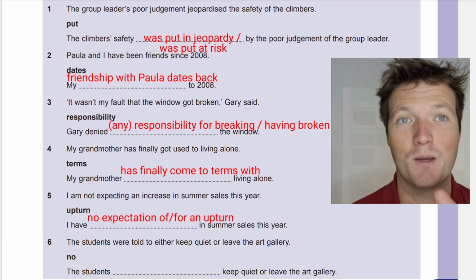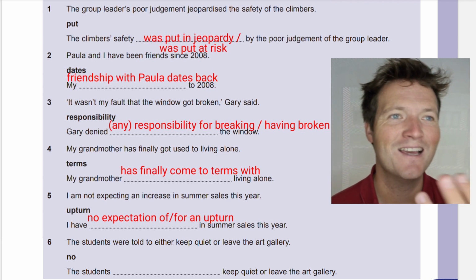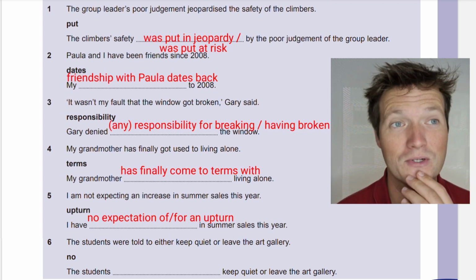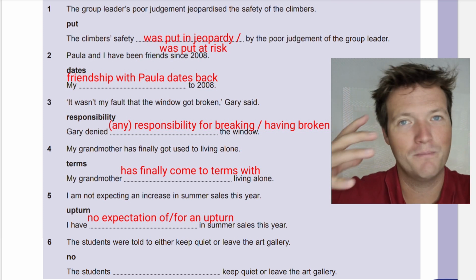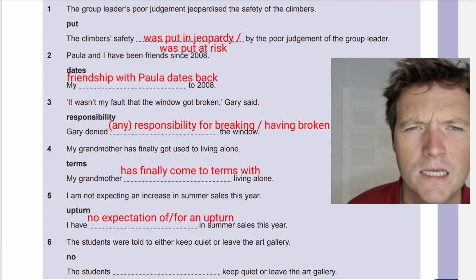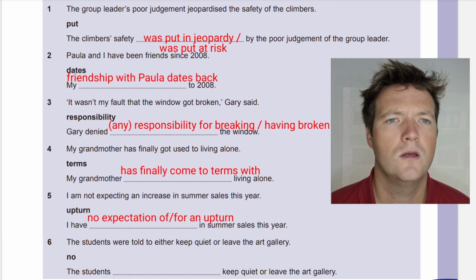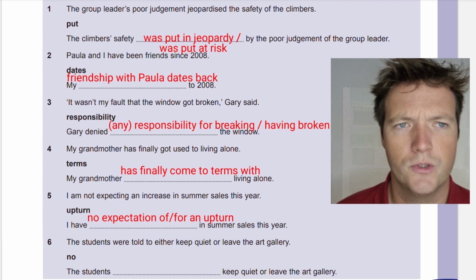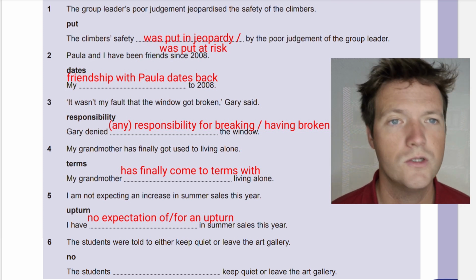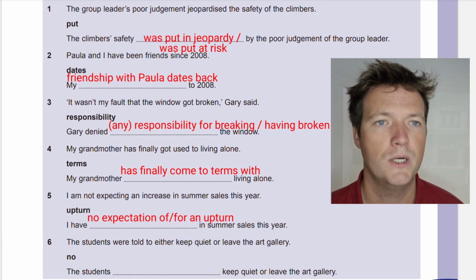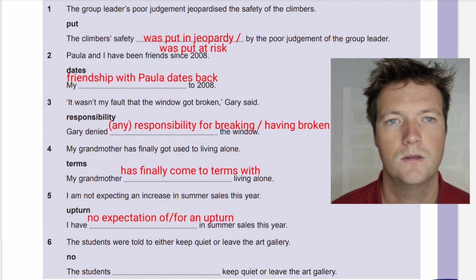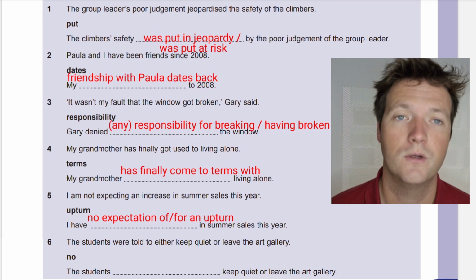By the way, the answers that I'm putting on the screen that I'm editing in are the ones that are given, the possible options that are given in the textbook. So if you've got any other possible answers, then leave them in the comment section. But yeah, so I think, yes, this would be the students were given no choice, or maybe even you could say had no choice. The students had no choice but to keep quiet, or had no option but to keep quiet, or were given no option or were given no choice.